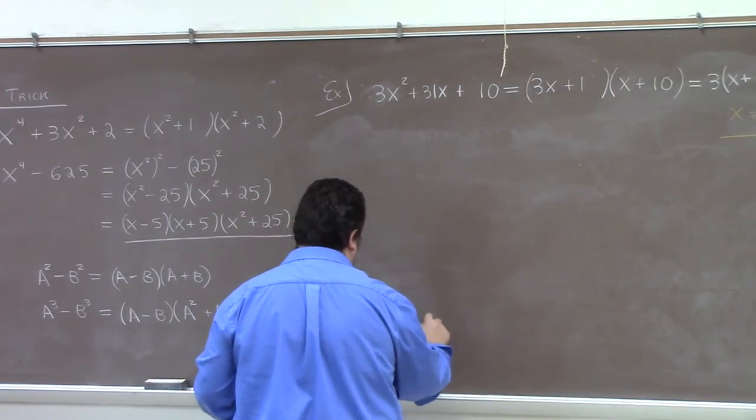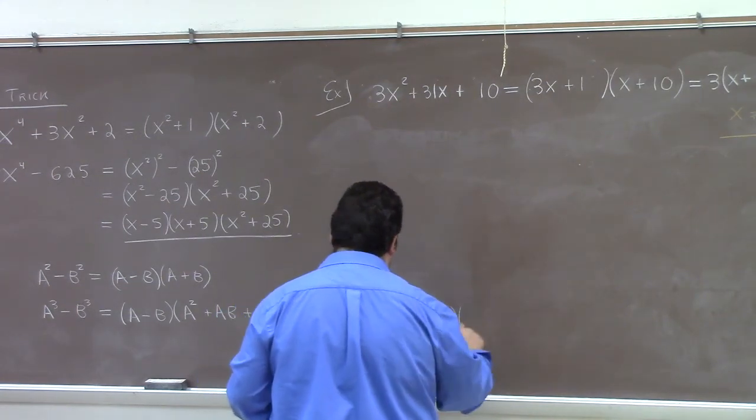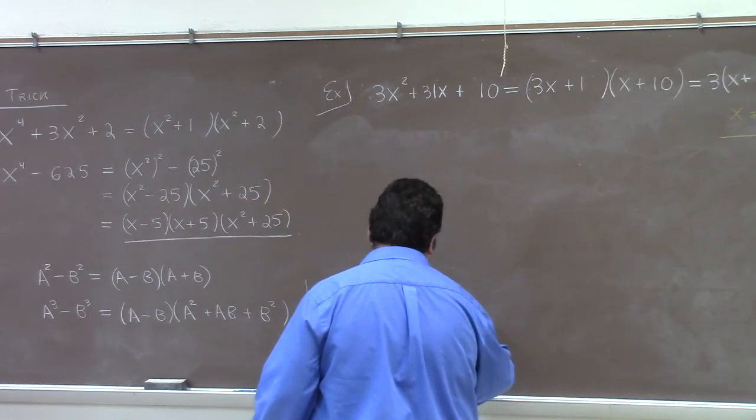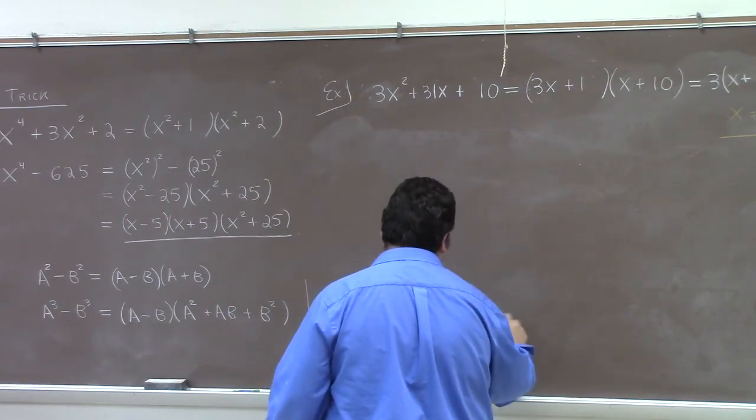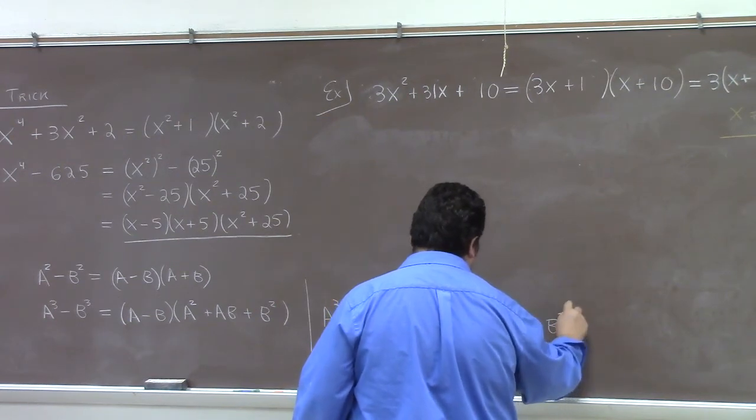I think that one's a plus b. Then a squared minus ab plus b squared, I think. I got to check on that.